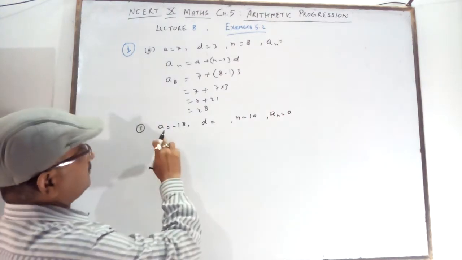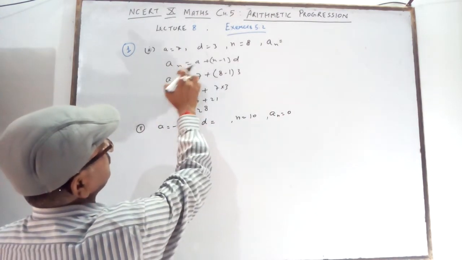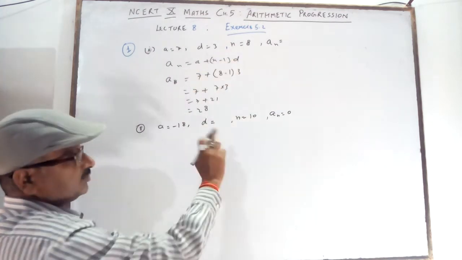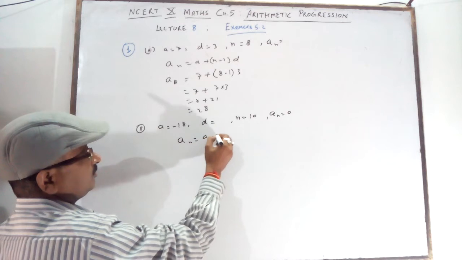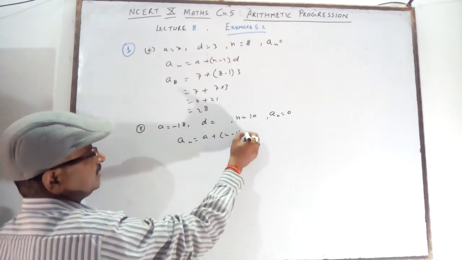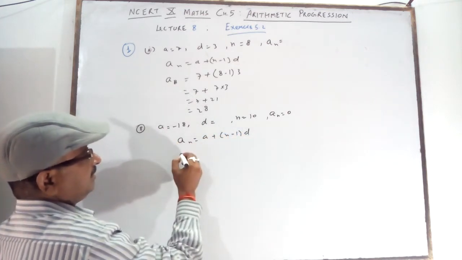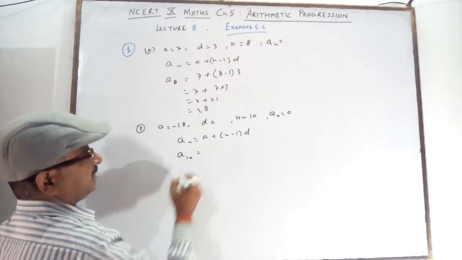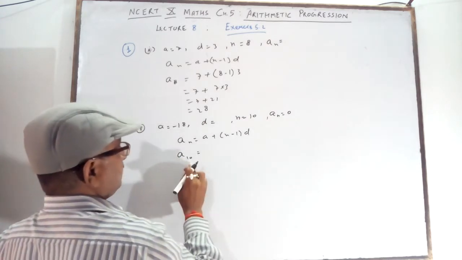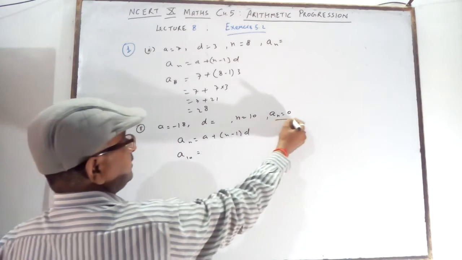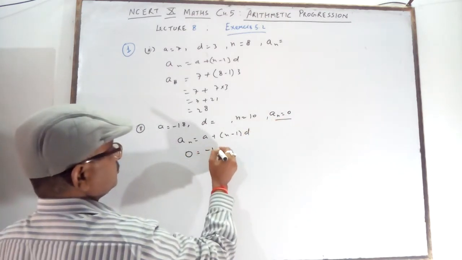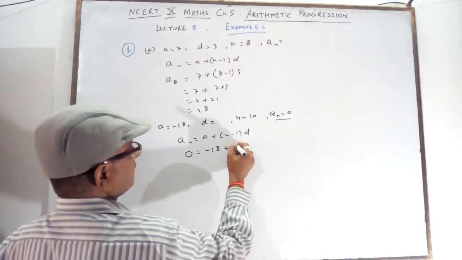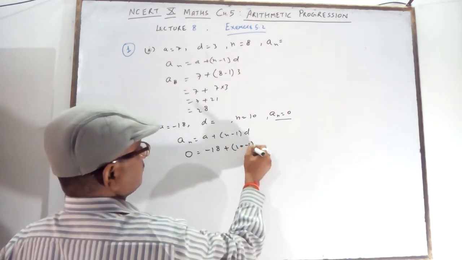What is the missing term? Out of the 4 terms in the formula, 1 is missing. So write the formula An is equal to A plus N minus 1 into D. What is An? A10 you want, and A10 is given. Directly write the value 0. 0 is equal to minus 18 plus 10 minus 1 into D.